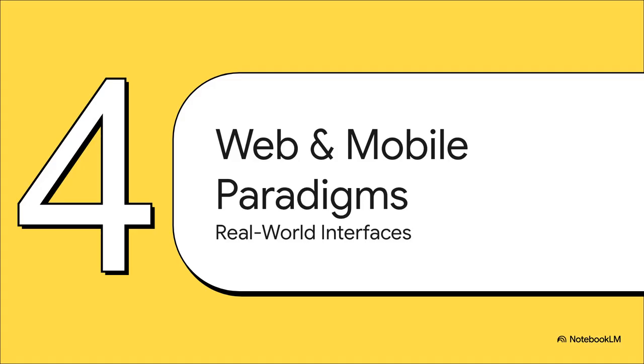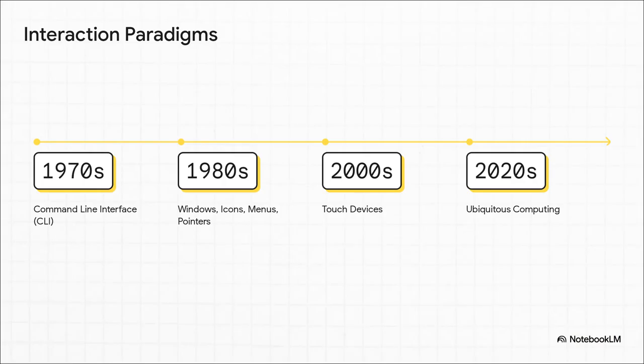All right, moving on to Section 4, Web and Mobile Paradigms, Building Real-World Interfaces. Stepping away from internal brain mechanics for a second, let's look at how the actual conversation between humans and machines has evolved. Back in the 1970s, the command line interface required cognitively exhausting recall memory. Then the 1980s totally revolutionized things with WIMP, windows, icons, menus, and pointers. That shifted the heavy lifting over to visual recognition.